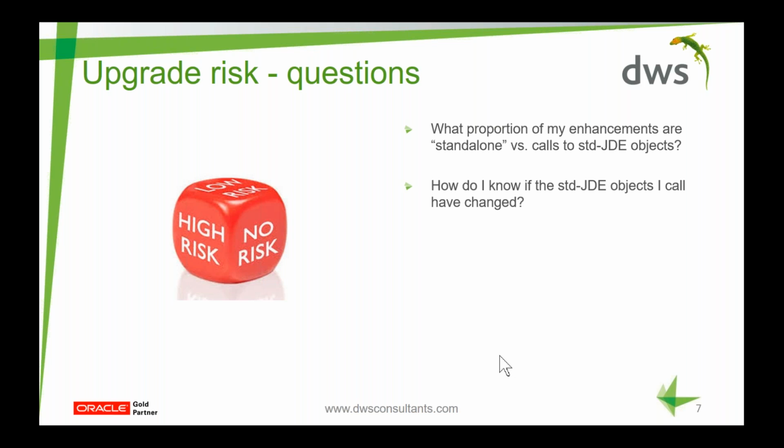Are you able to determine if the standard JD Edwards objects you call have actually changed or not? That can have serious consequences for your upgrade projects. You then need to consider if any mods you've made to standard objects will be affected. In a worst case scenario, Oracle may have removed this object completely. So how will that affect your system?